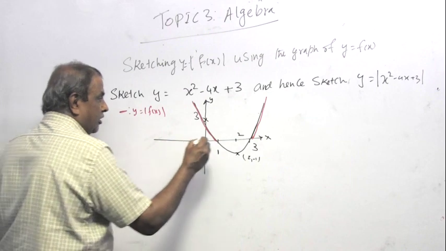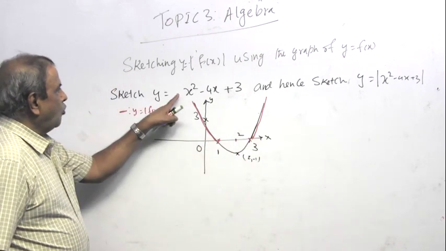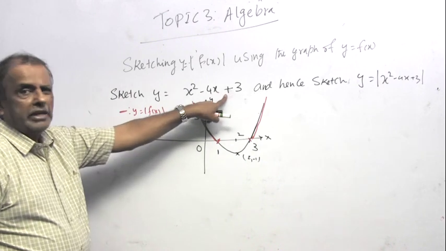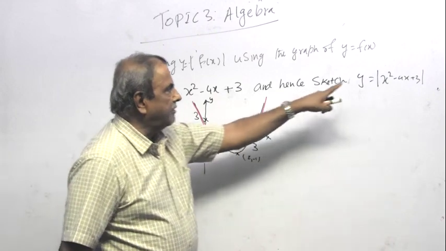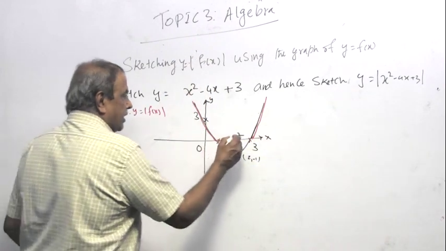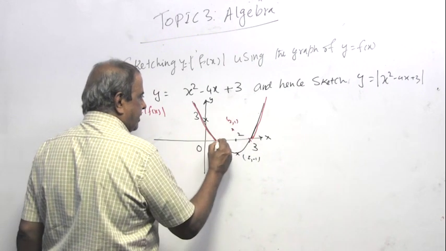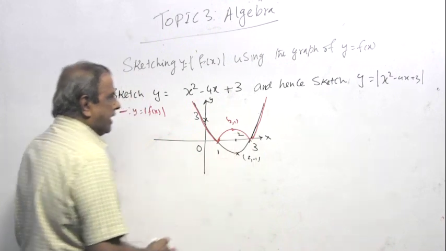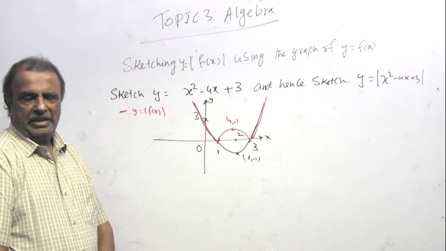The only difference is between 1 and 3, where y equal to x squared minus 4x plus 3 is negative. But every negative value becomes a positive value, meaning you reflect it. So in other words, instead of 2, minus 1, you have 2, 1. That red bit is the graph of y equal to modulus f of x.